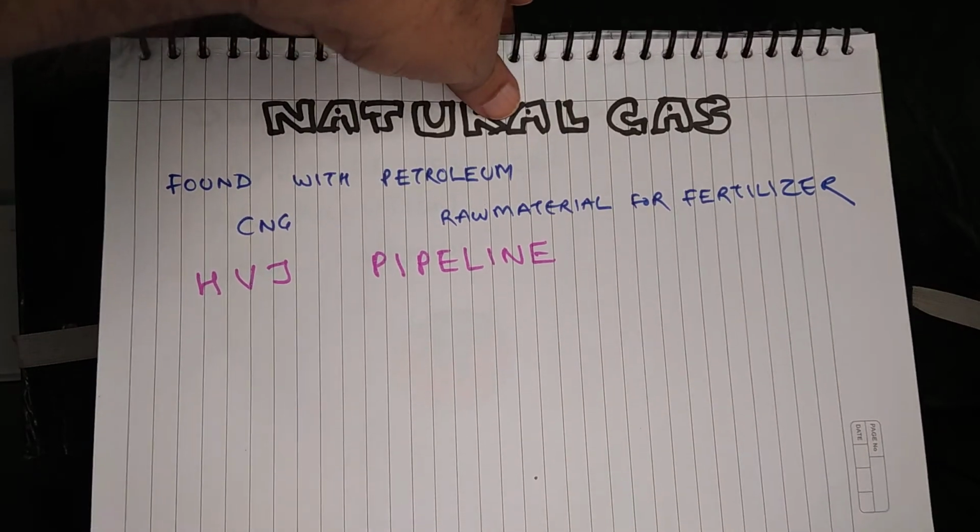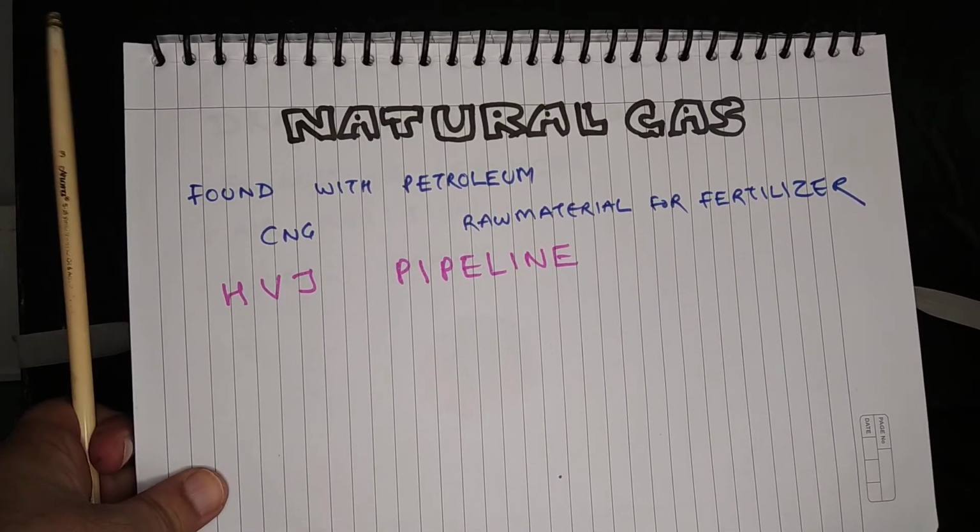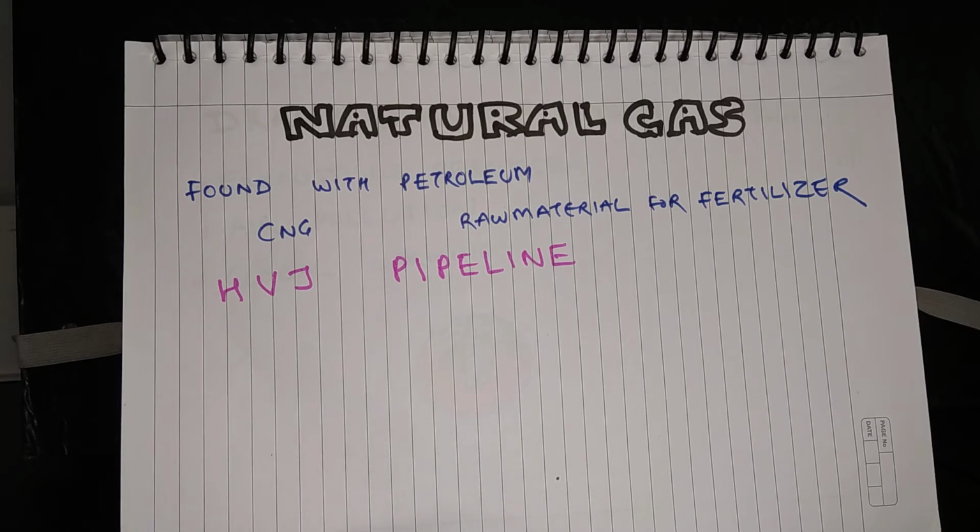Natural gas. As I've said earlier, natural gas is found along with petroleum, and it is above the layer of crude oil. Natural gas is taken out from the reservoirs, and it is generally supplied as CNG. CNG stands for compressed natural gas. Nowadays, CNG is used as fuel for automobiles in many cities, and many people now prefer CNG because it is cleaner fuel compared to petrol and diesel. Natural gas is also used as raw material for fertilizer.